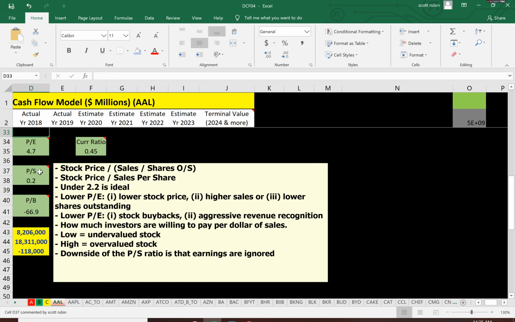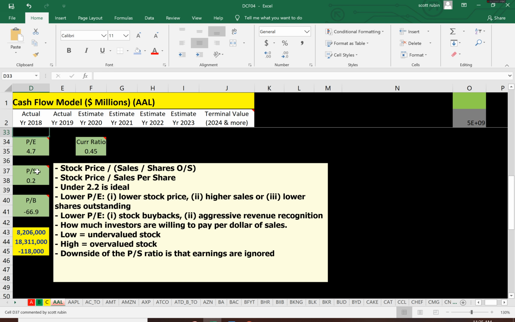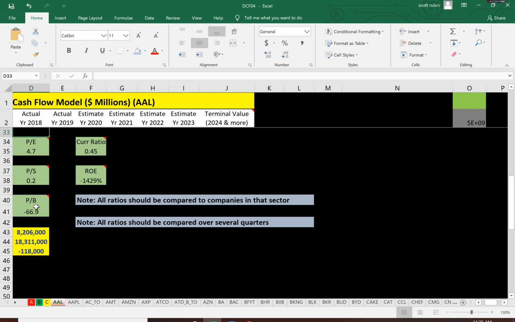So if like United Airlines is buying back stock and its PE is lowering, then American has to start doing the same thing, and Delta has to start doing the same thing in order to compete to get to the investors. So it's generally a low PE, a PS is an undervalued stock, and a high PS is an overvalued stock.